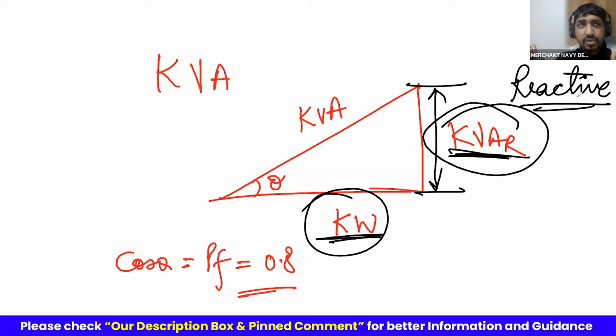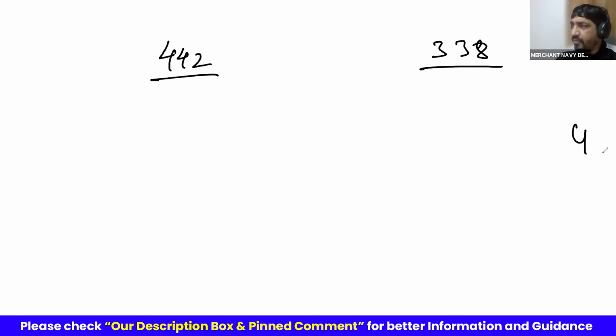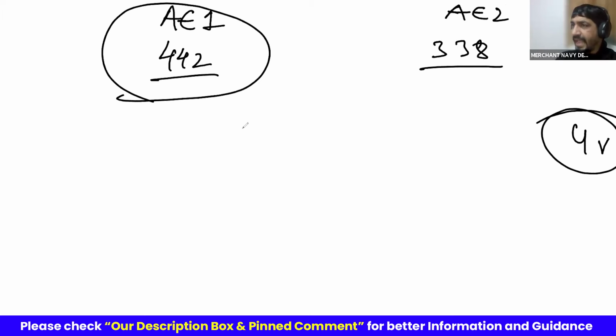And that is the job of the AVR, to maintain the voltage the same in both generators all the time, before and after paralleling, which is 440 volts before and after. If there is a difference, let's say generator 1 was 442 and this one is 438, that means there is a difference of 4 volts. That means if this is AE1 and this is AE2, AE1 will take more reactive load.